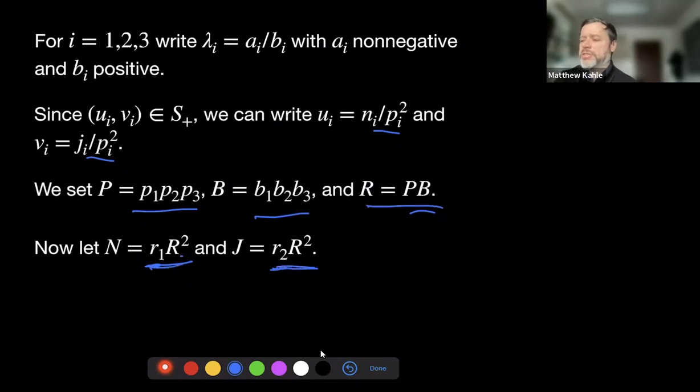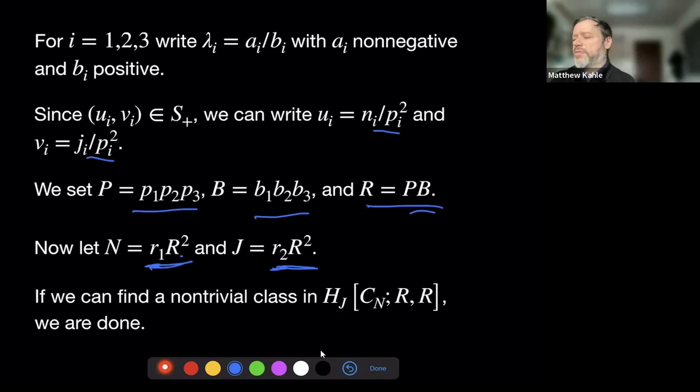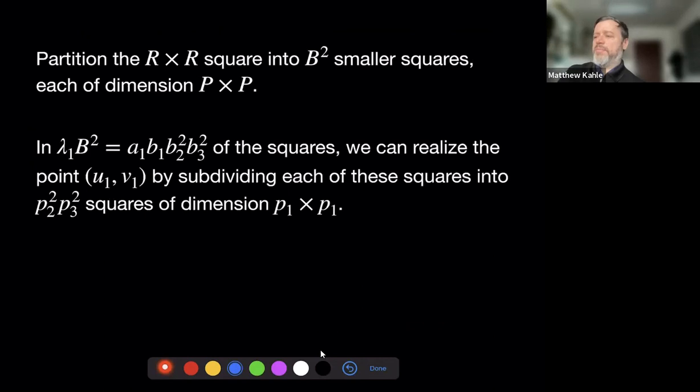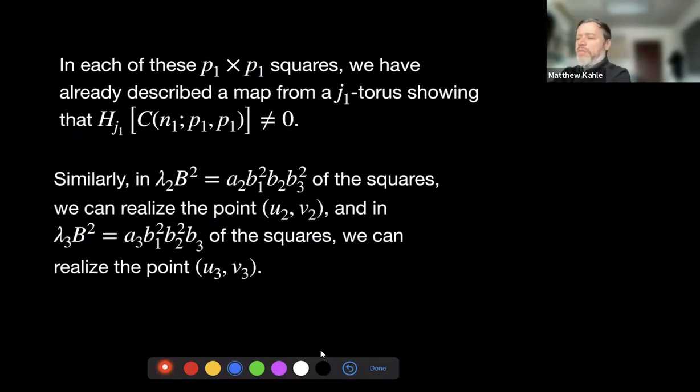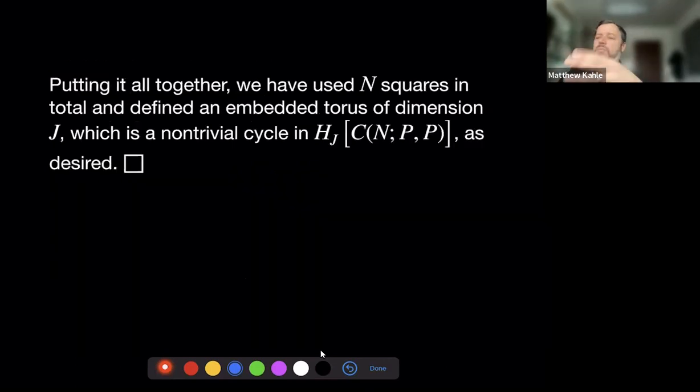So these are integers, N and J, and then we find a non-trivial class in H_J of the configuration space C_N(R). And the way we do it, it's not only that those were integers, but lambda 1 times b squared is an integer. So it's a lambda 1 fraction of these smaller squares. We do this move, the move corresponding to the point (U1, V1), a bunch of times on that fraction of the squares, and on lambda 2 times b squared of the squares we do whatever we did for the point (U2, V2), and finally the same for (U3, V3), and then we put it all together.